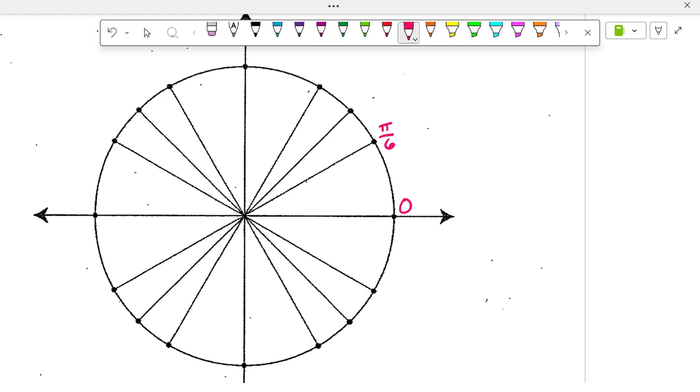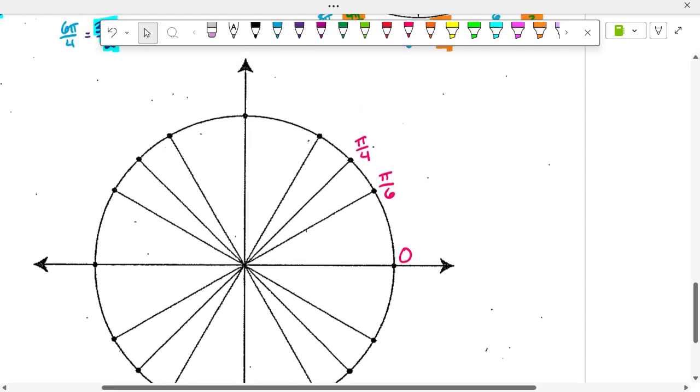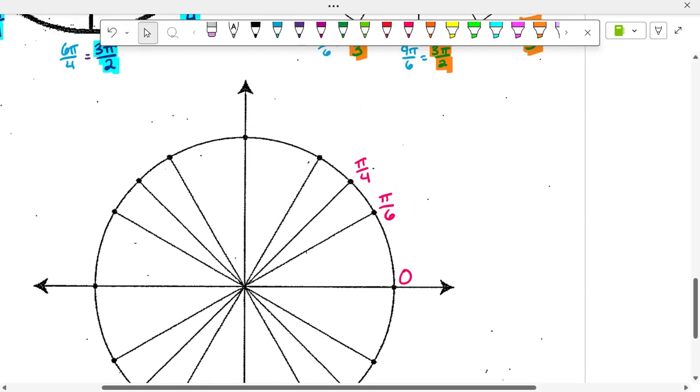So that leaves us with a fourth, a third, and a half. Which one's smaller now? A fourth. So that's pi over 4. Third and a half. Which one's the smallest? So which is smaller, a third or a half? A third is. So pi over 3, and that leaves us with a half, pi over 2.